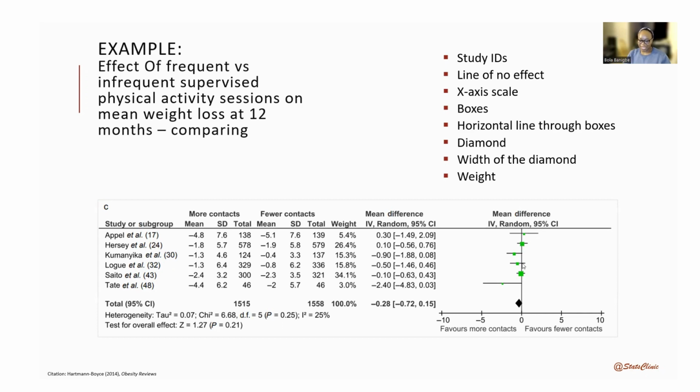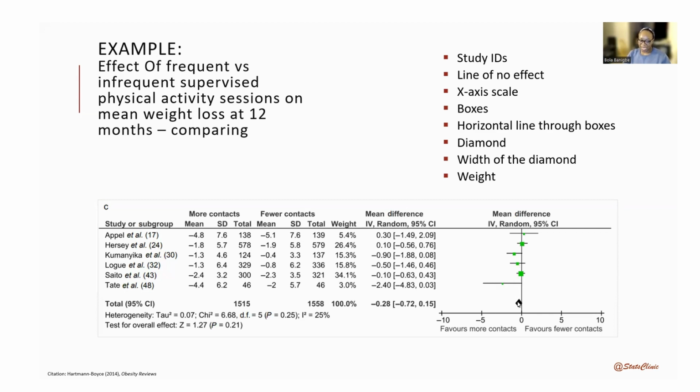You can see the size of this square. So for instance, this study by Saito et al. has the biggest square, so you know that it has the highest weight in this meta-analysis. The weight assigned to this study is 34.1%. And this other study by Tate et al. has one of the smallest, if not the smallest, square. So you will know that it has a relatively small weight compared to the others.